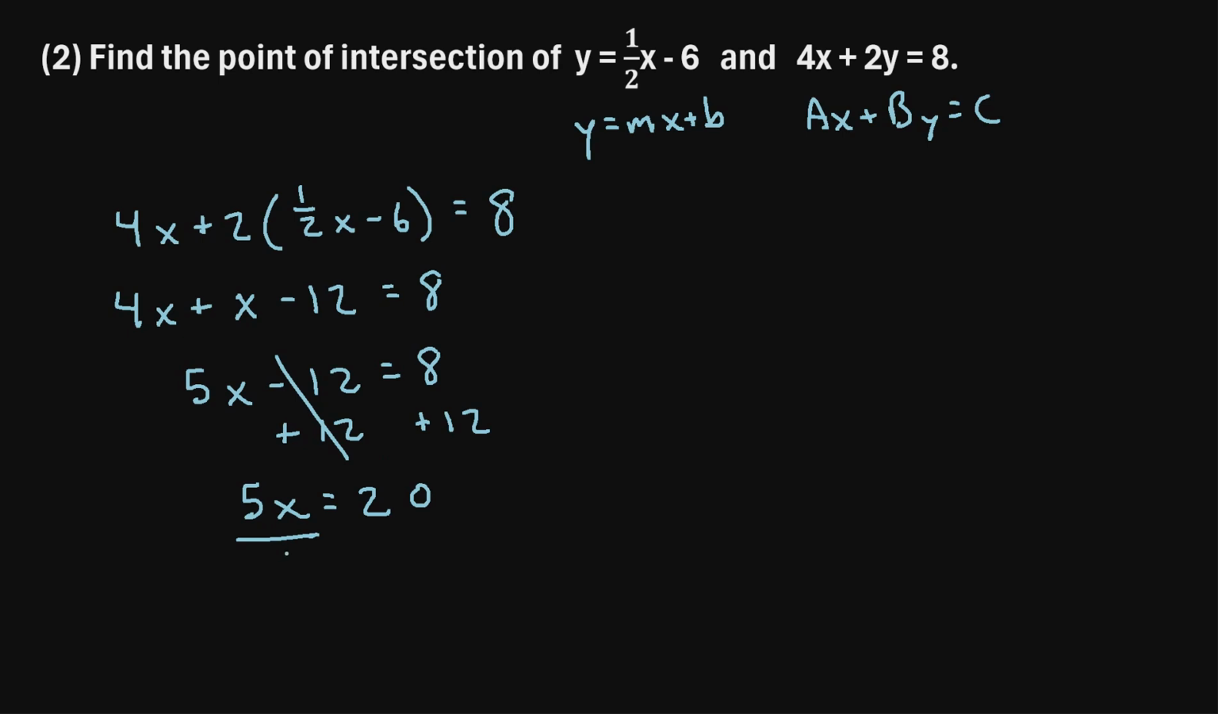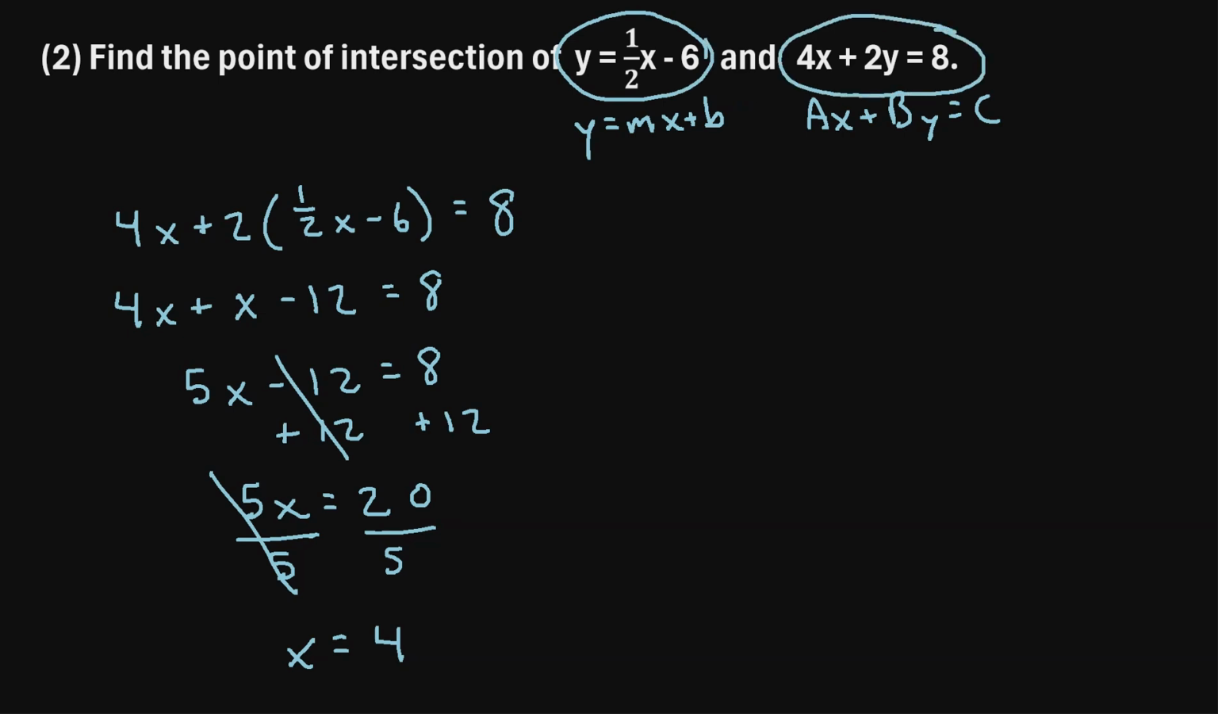And to solve for x, we can divide both sides by 5. These 5's cancel out, and we're left with x is equal to 20 divided by 5 is 4. So we know that these lines intersect at an x value of 4. To find the y value, we can just plug in an x value of 4 into either one of these equations. It doesn't matter which one, and solve for y. So let's go ahead and plug it into this first equation right here.